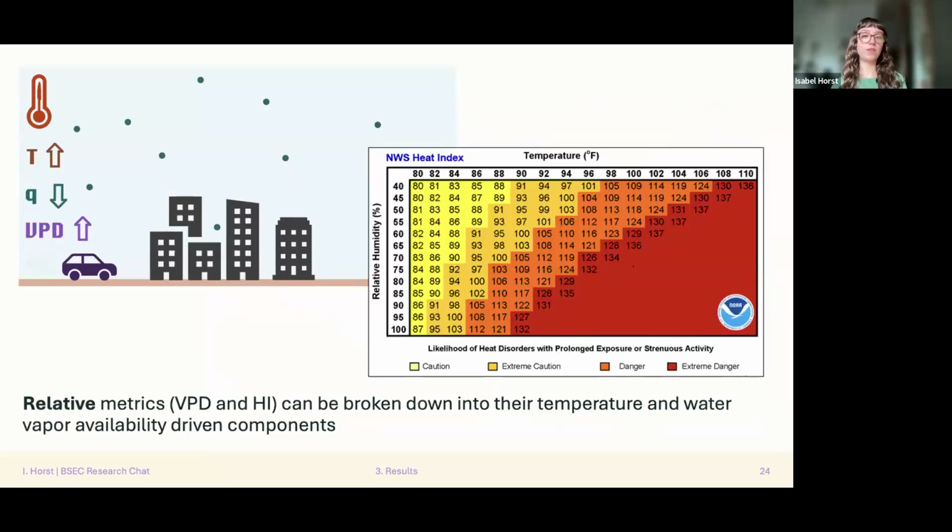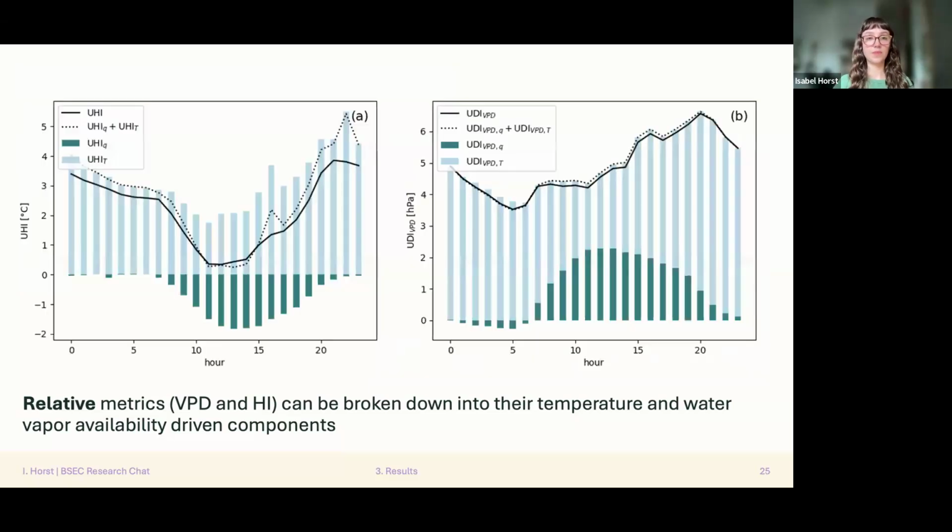But first, I just want to remind you, these VPD and heat index are both relative metrics, and so we can break them down into their temperature and water vapor availability driven components. And I'm not the first person to do this. But when you do this, these plots are showing the same diurnal cycles as before, where the solid line is the diurnal cycle in UHI and relative UDI. But these lines have been broken down into their temperature-driven component in light blue and their water vapor-driven component in this teal color.